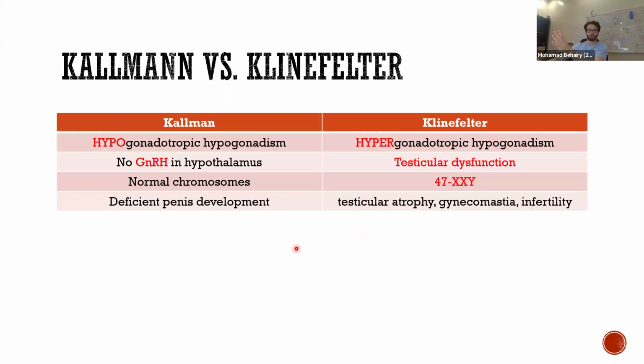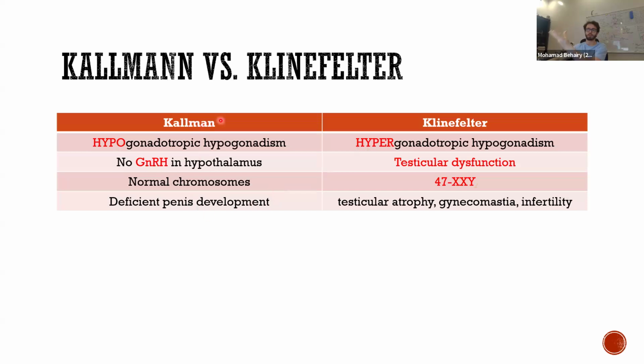Now, let's differentiate between the two syndromes, as they can be confusing. Kallmann is hypogonadotropic hypogonadism. The problem is from the hypothalamus, and because we have a problem with the hypothalamus, the person will lose his sense of smell. In Klinefelter, the hypothalamus and pituitary are good, it's hypergonadotropic. They're giving a lot of LH and FSH, but the testes are not producing the testosterone. Why? We have an extra X chromosome. In Kallmann, the chromosomes are normal.